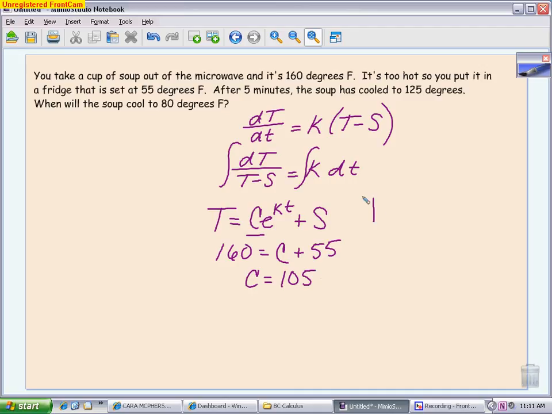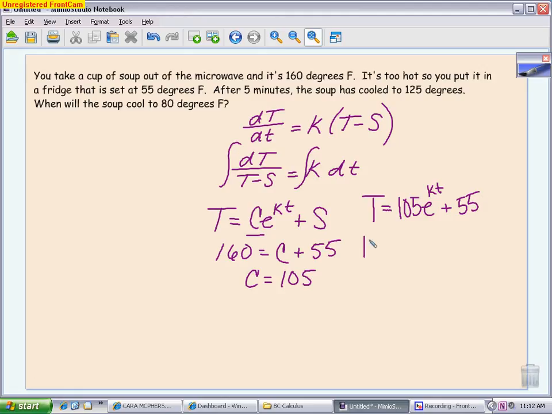So we've got our equation. C is 105, e to the kT, plus my surrounding air temperature is 55 degrees. So here is my basic equation, my general equation for the cup of soup that I'm taking out of the microwave and cooling down. Now I have to have enough information to figure out K, and that's what the next line says. After 5 minutes, the soup has cooled down to 125 degrees.